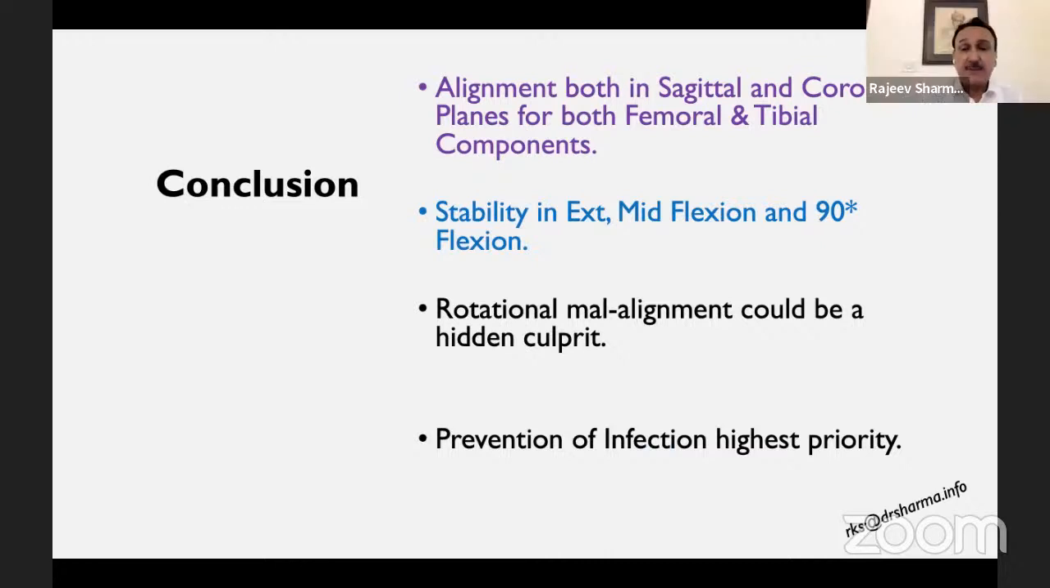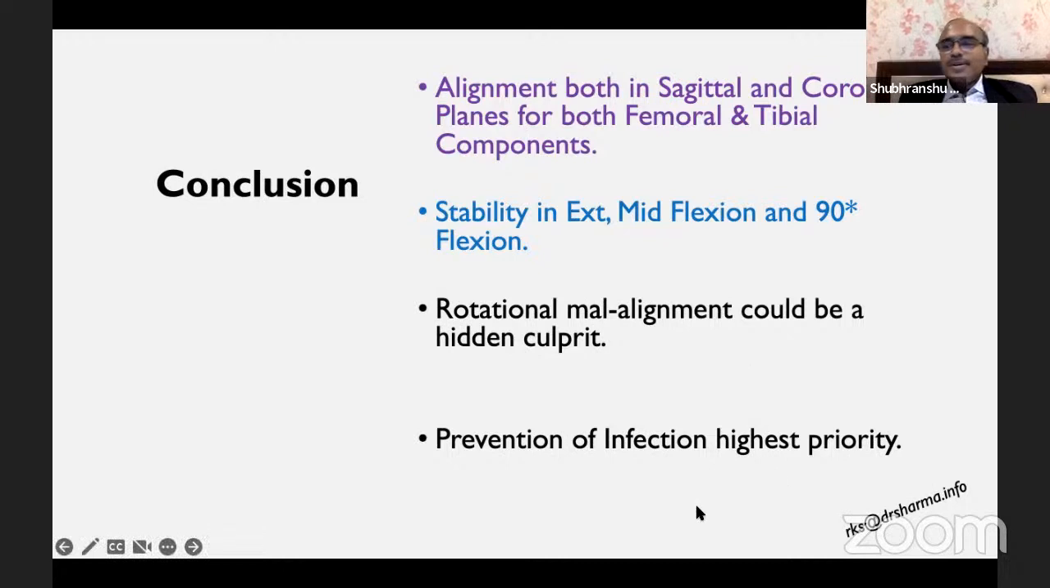I'll conclude with this, that stability in extension, mid flexion and 90 degree flexion is important. Prevention of infection is the highest priority. Alignment both in sagittal and coronal planes for both femoral and tibial components is important. And with this, follow all these principles and further steps that my colleagues will discuss in their talks will ensure that you have a successful surgery.